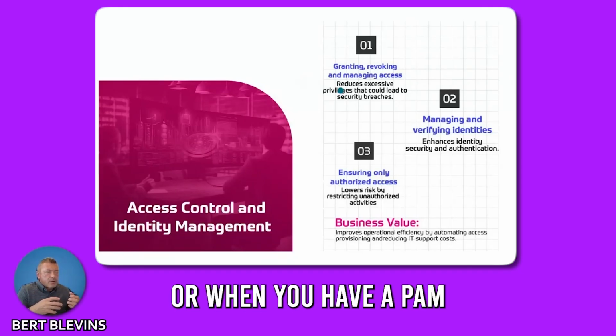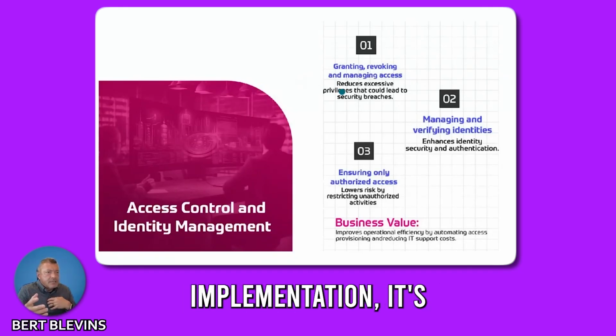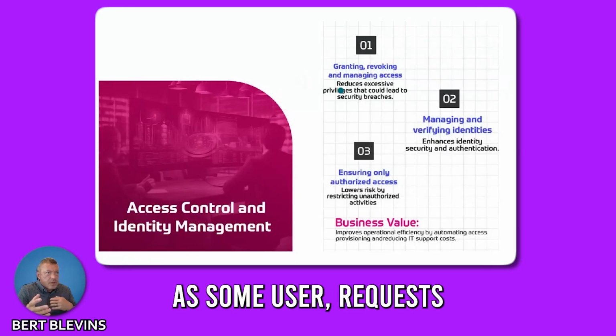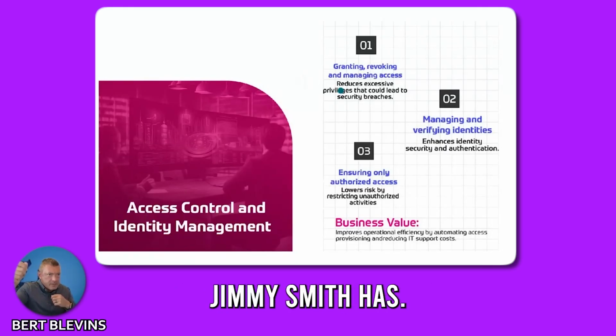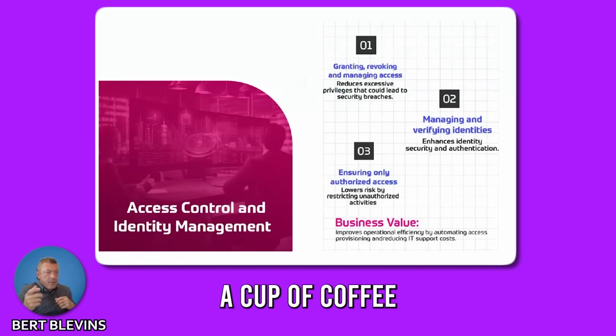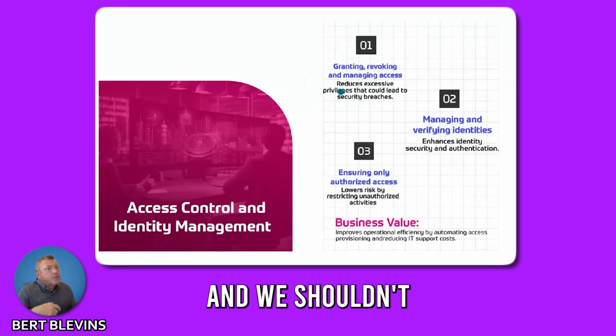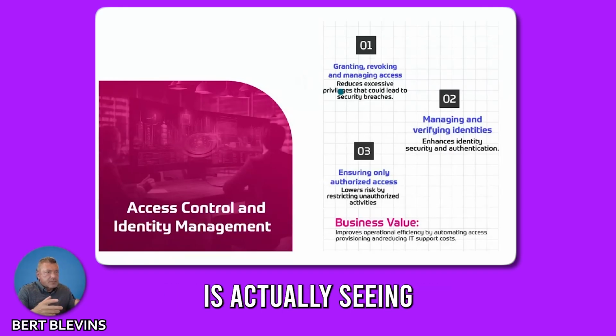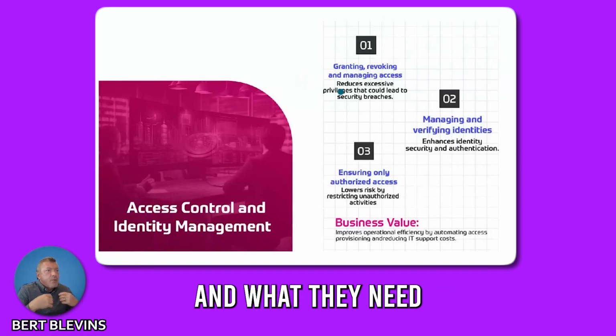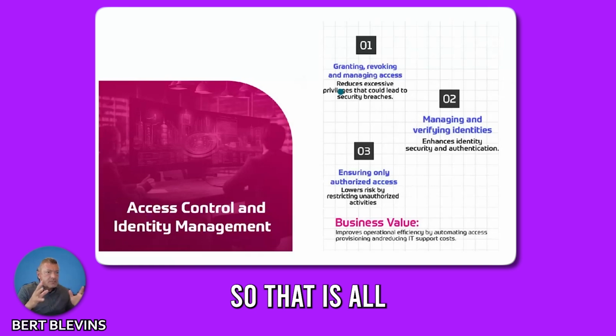When you have a PAM implementation, it's no longer the case that some user requests another user to be created, and they say, well, just give me what Jimmy Smith has, like they're ordering up a cup of coffee. We shouldn't be doing PAM allocation of privileges like that. What we should be doing is actually seeing what roles they're in and what they need to gain access to. So that is all about access control and identity management.